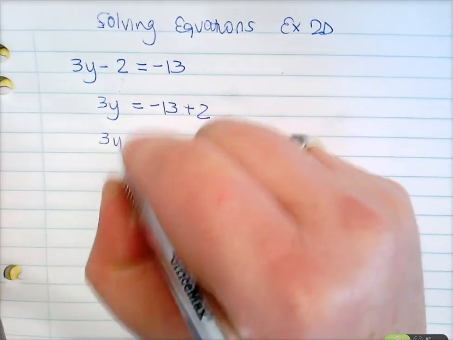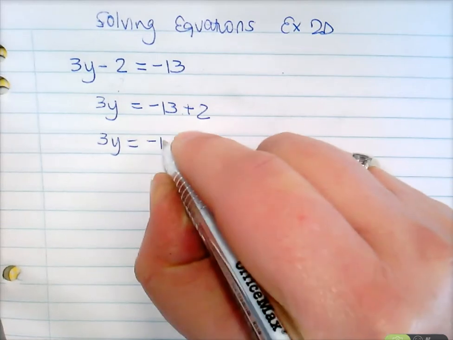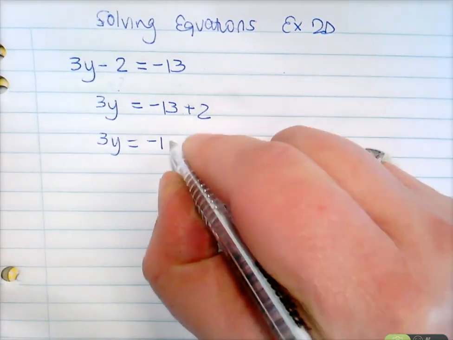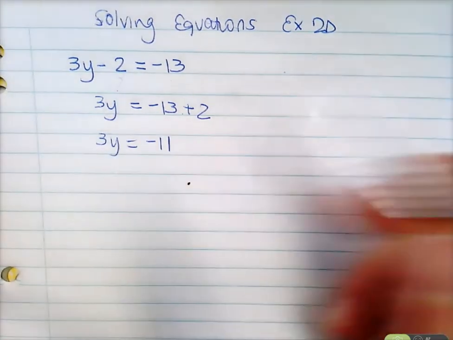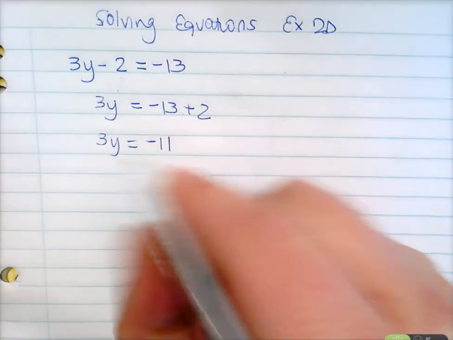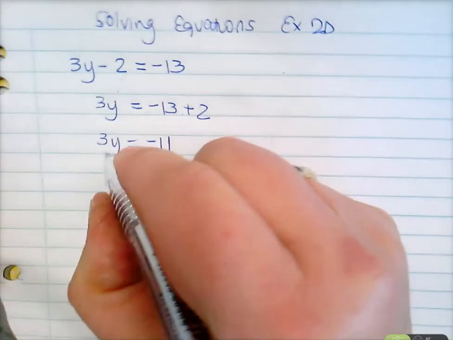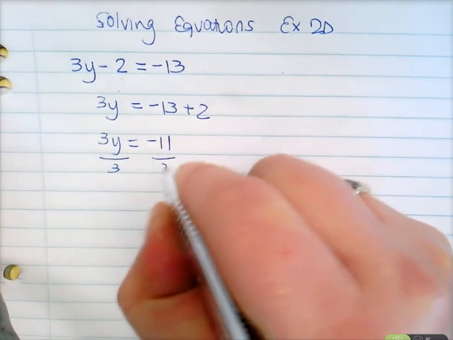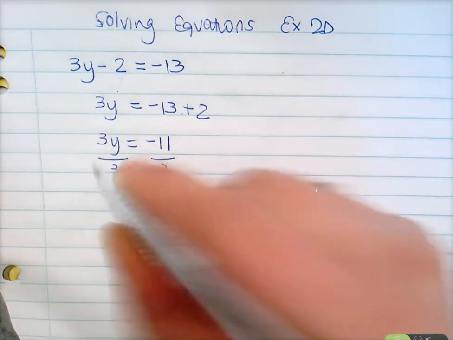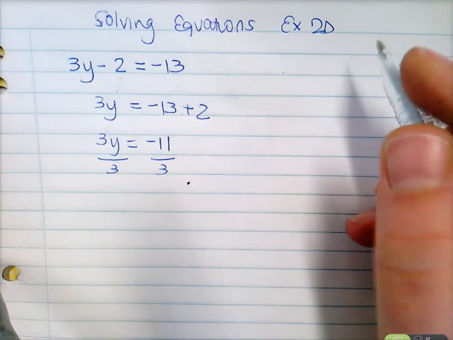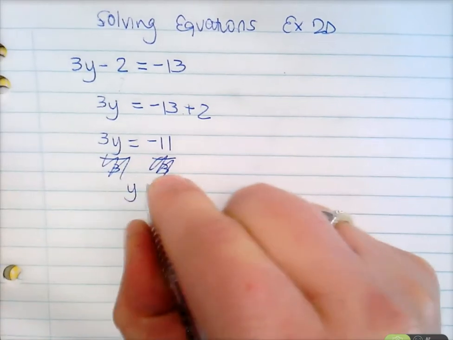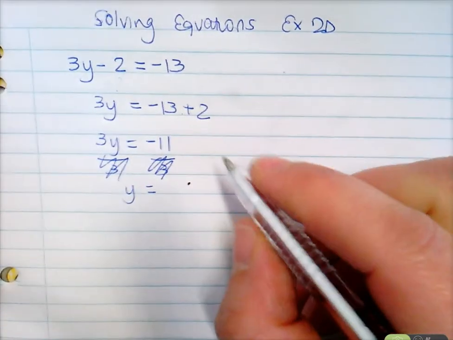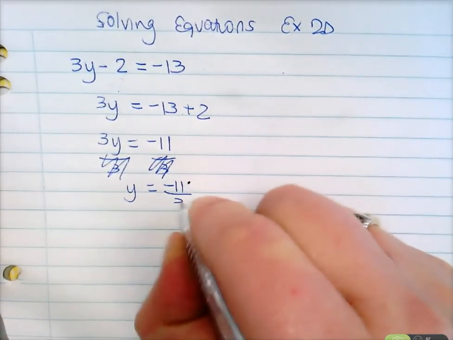And now 3y is negative 13 plus 2, which is negative 11. Now we've got 3 times y is negative 11. That's 3 times y. What's the opposite of that? I think sometimes the best thing from this step is just to go divide by 3, and cancel those 3's out if you want. Or this is 3 times y, or y times 3, opposite of times 3 is divide by 3.